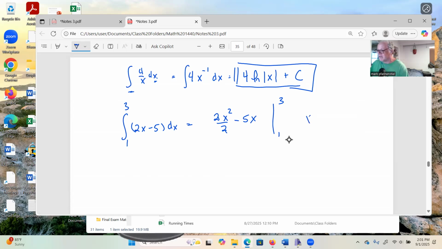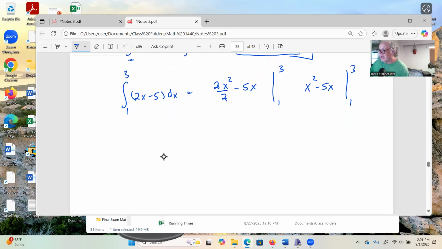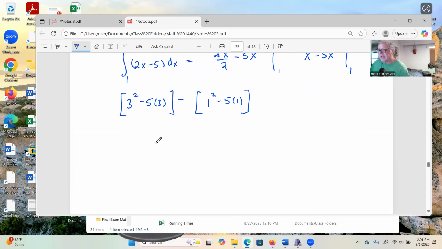This is going to be x squared minus 5x going from 1 to 3. All right, so we'll go ahead and plug those things in. So putting in the 3, we have 3 squared minus 5 times 3. Okay, and that's my first limit. Minus the second limit, we have 1 squared minus 5 times 1. Okay, so let's go ahead and simplify this.